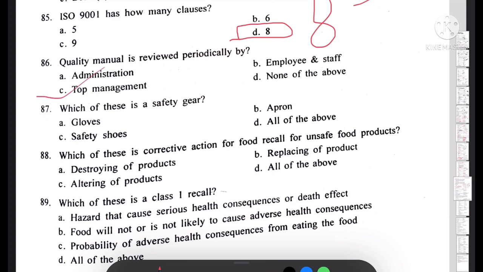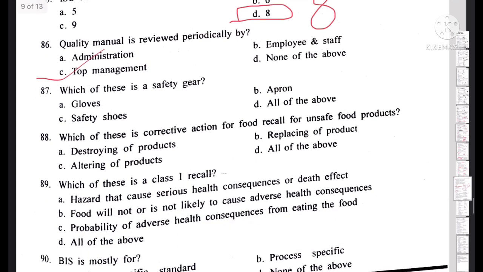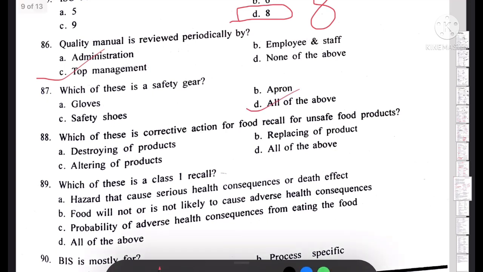Next, which of these is a safety gear? Gloves, aprons, safety shoes, or all of the above? So yeah, it is a general question. All of these are safety gear. Next, which of these is a corrective action for food recall, say for unsafe food products? The options are destroying of products, replacing of products, altering of products, or all of the above. So the correct answer is all of the above.